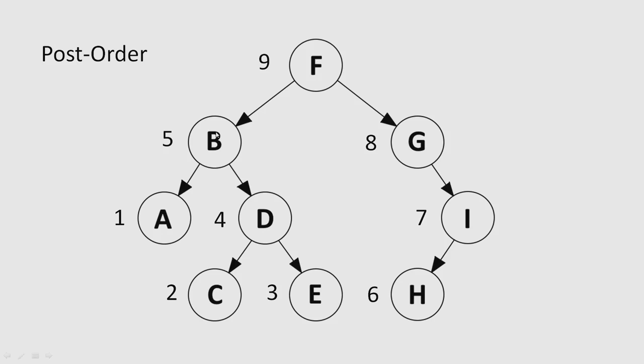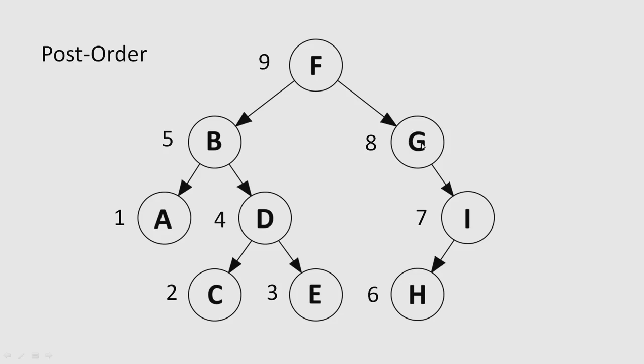and then we move up through B to D and go down on the left side, so we do C next, then we come up to D and back down and do the right side, and then finally we do D. Now we've done the left and the right side of B, so we process B, back up the root.